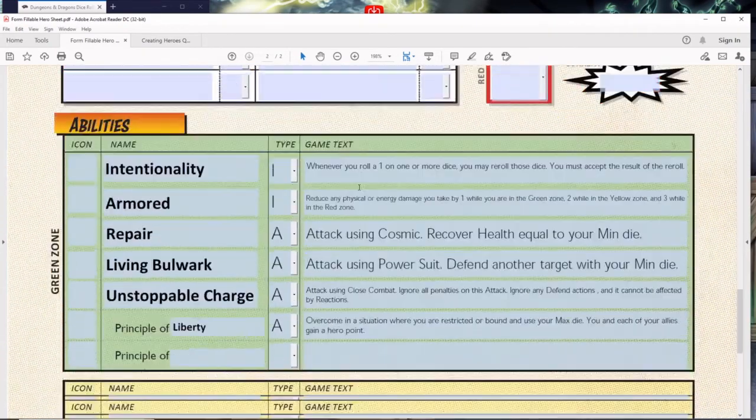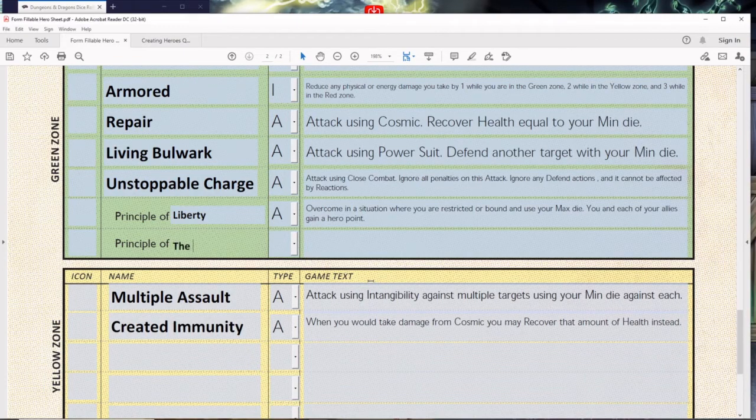Okay, and we get a principle. The principle of the Indestructible. And I do not believe that Indestructible is one of the weird ones. I think it is pretty much the same as Liberty, just a different situation. Overcome in a situation where you charge headlong into danger and use your max die. You and each of your allies gain a hero point. I really like this thing for the overcharges on the principles. Like, you can get the principle of strength, where you overcome using brute force and use your max die.